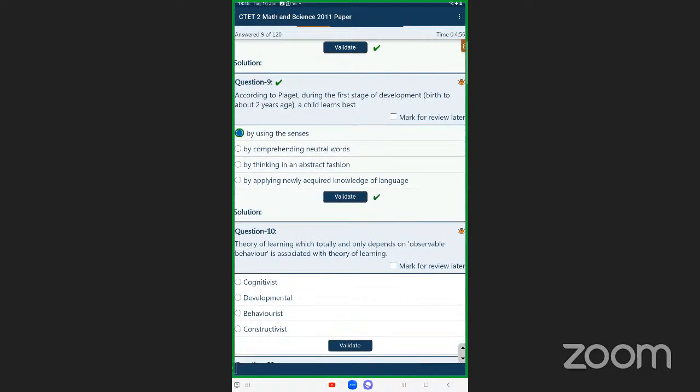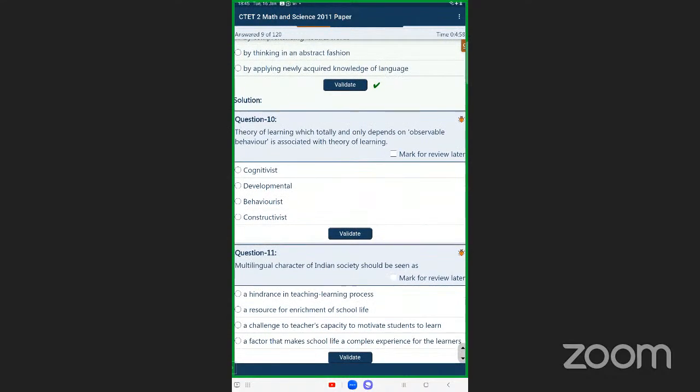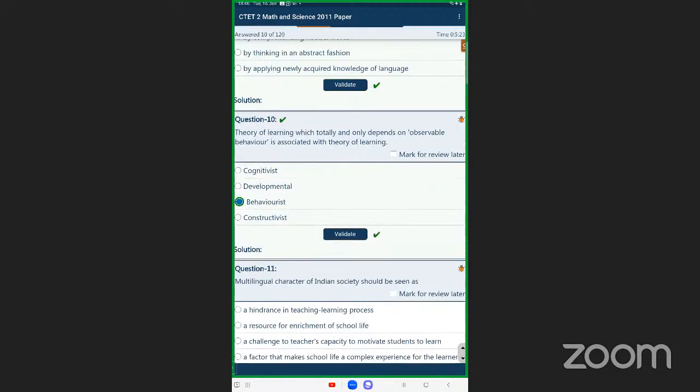Senses. Next one, the theory of learning which totally and only depends on observable behavior is associated with which theory of learning? If you talk about this problem, the theory of learning which depends only on observable behavior, observable behavior means it is going to be behaviorism.